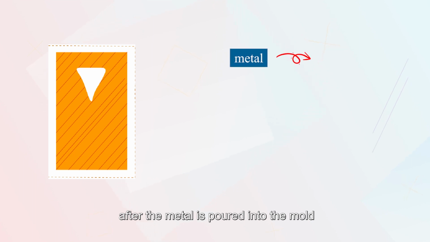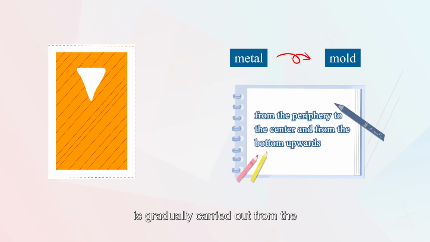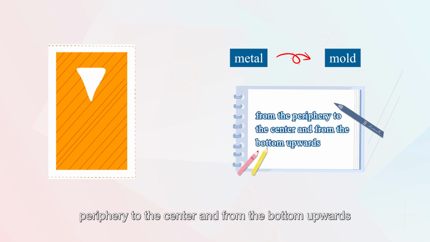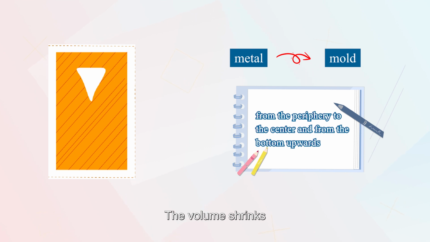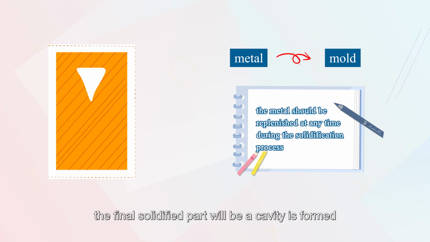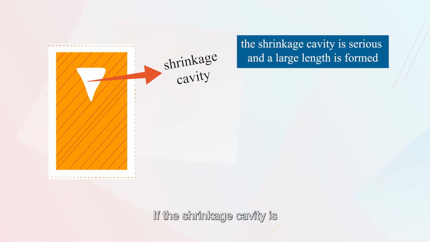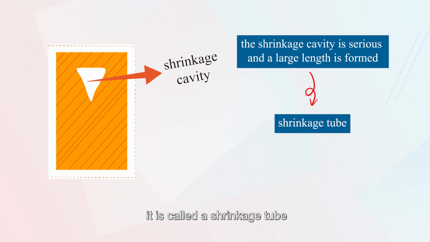During the casting process, after the metal is poured into the mold, its solidification is gradually carried out from the periphery to the center and from the bottom upwards. The volume shrinks during the solidification and the cooling process. If the metal cannot be replenished at any time during the solidification process, a cavity is formed in the final solidified part, which produces a shrinkage cavity. If the shrinkage cavity is serious and a large length is formed, it is called a shrinkage tube.